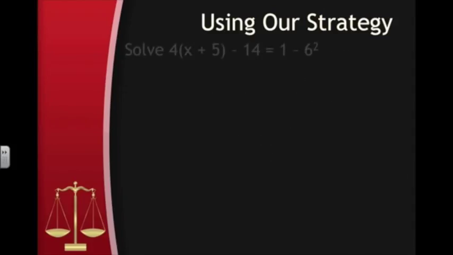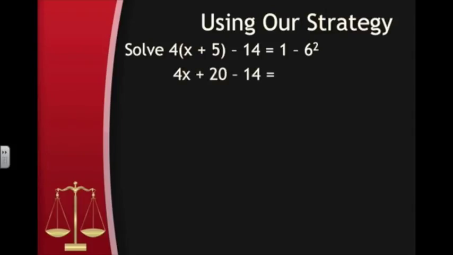For our final example, let's solve the equation 4 times the quantity x plus 5 minus 14 equals 1 minus 6 squared. Due to the complexity and larger numbers involved in this equation, we won't use the shapes to model this one. Let's work through our steps now. First, to simplify the left side of the equation, we need to distribute the 4 into the parentheses to get 4x plus 20 minus 14.